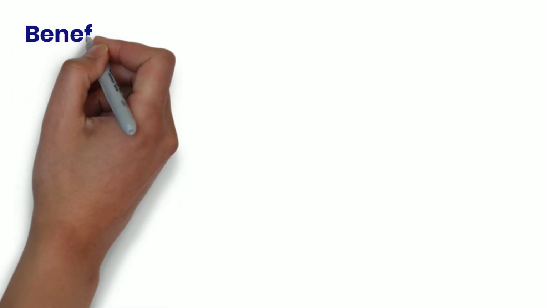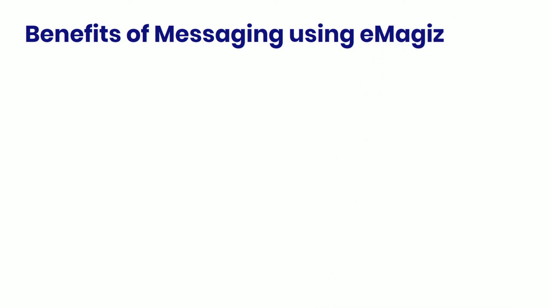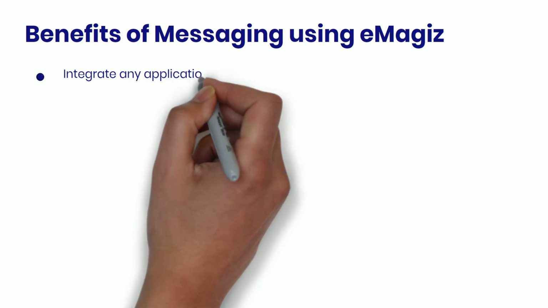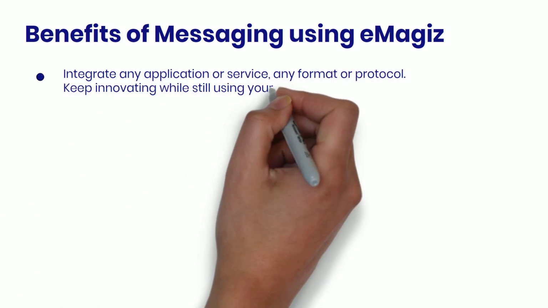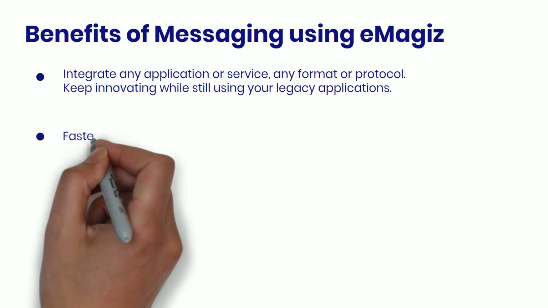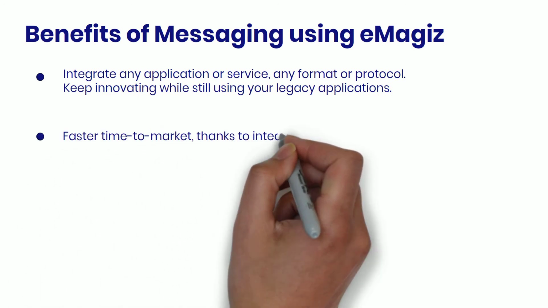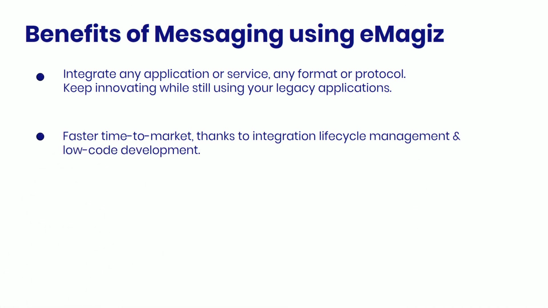The benefits of having messaging capabilities within your organization by using eMagiz iPaaS are the capability to integrate any application or service, no matter the format or protocol used by that application. This allows organizations to keep innovating with new services and applications while still using legacy applications. A faster time to market for integrations, thanks to proven integration lifecycle management and low-code development.